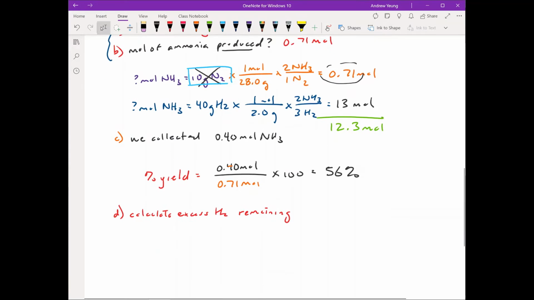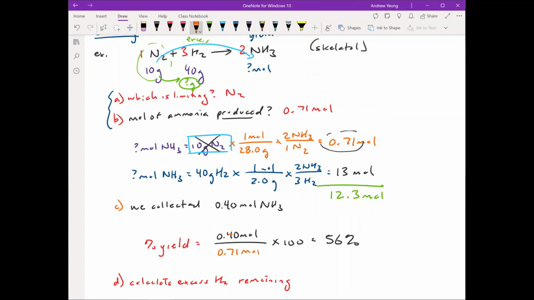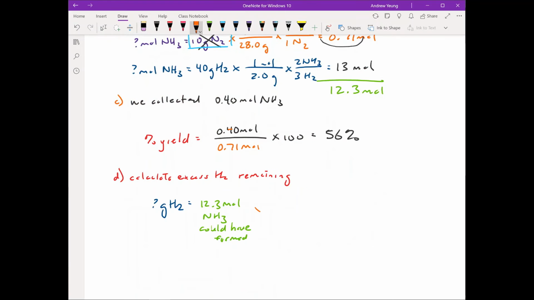So we've done a subtraction. We still need to calculate over to our hydrogen. So how many grams of hydrogen here? We're looking for, starting with 12.3 moles. This is extra ammonia. Let me just write down here. This could have formed. Okay. It never actually got made. Okay. It just could have been made. We'll just run the mole ratio backwards here. My mole ratio is 2 to 3 to hydrogen. So for every 2 ammonia, I would have needed 3 hydrogens to react in with it.